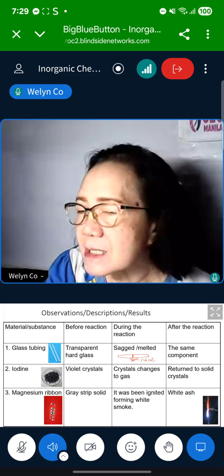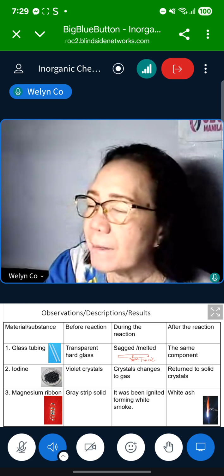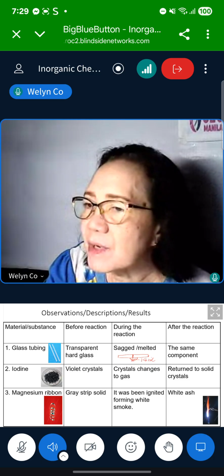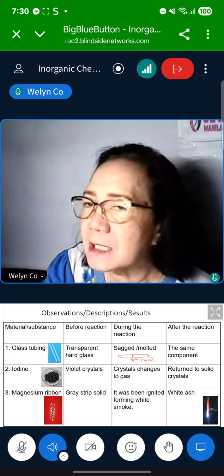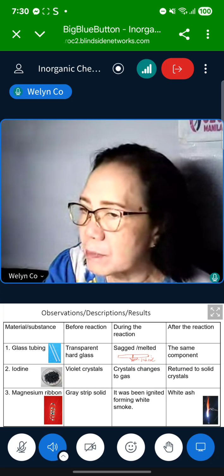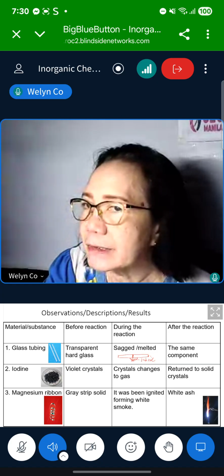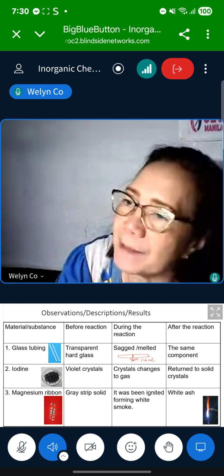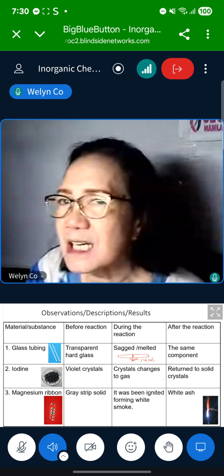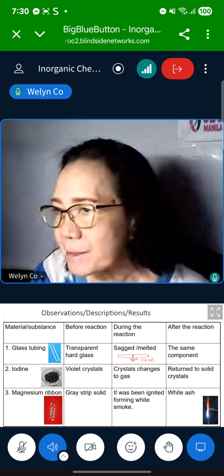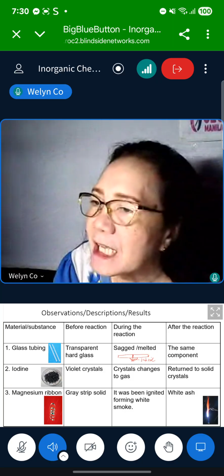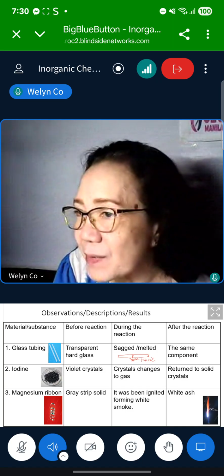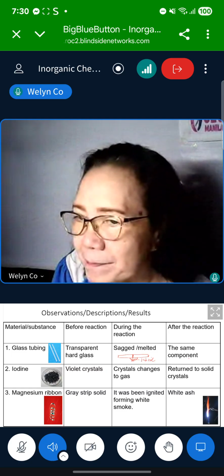We have 90 degrees, 45 degrees, and 130 degrees bending of glass tubing. And this is very important when we use it in the simple distillation process, or in the heating of distillation, and also in the carbon-hydrogen test. So after heating, when it comes to the component, it is still the same. Okay? It did not change its component.